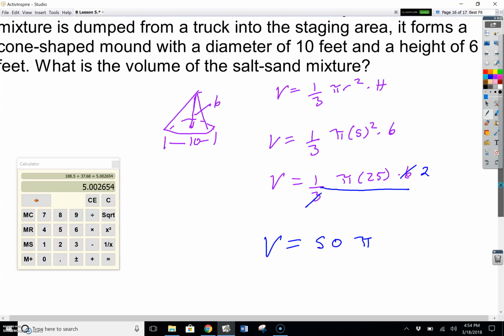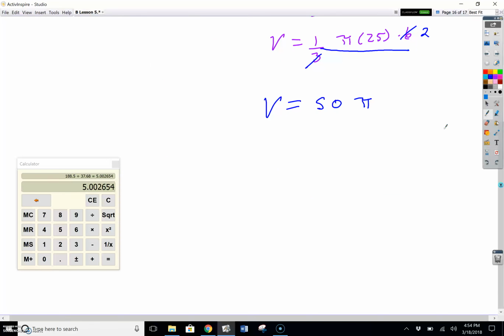And I think it was in meters or feet. In feet. So feet cubed. So here's the most accurate answer I have. It's in terms of pi. I believe it wants us to round it to the nearest tenth. So what I'm going to do is 50 times 3.14, and that's going to give me a total answer of 157 feet cubed. So depending on what the question is asking, if it's asking for the answer in terms of pi, this would be your final answer. If it says use 3.14 for pi, this would be your final answer.